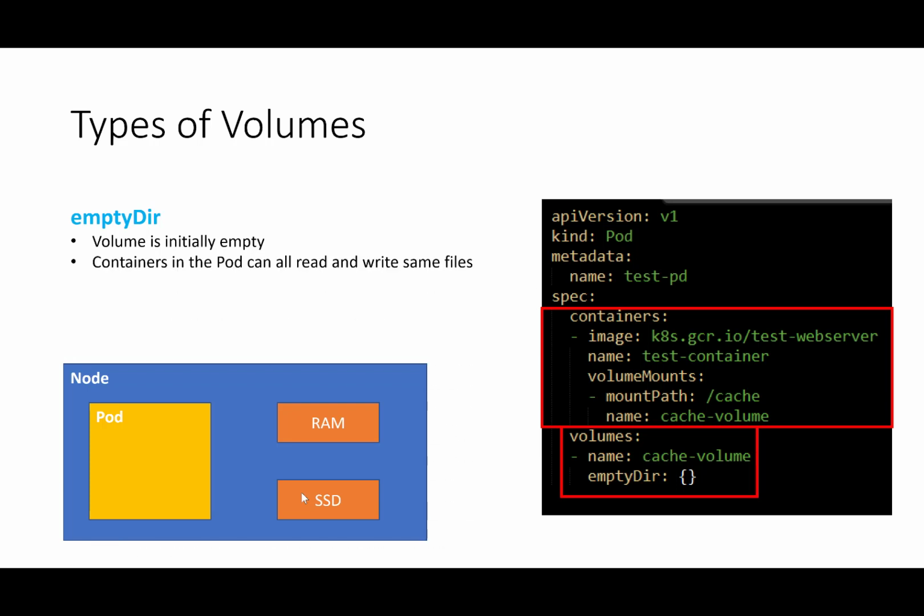So the advantage is containers in the pod can all read and write the same files. So if you had two containers running inside the pod, now these two containers can share the same volume. So if the volume is in RAM, these two containers can share the same files. Now there is a disadvantage with this route. If the pod is removed from the node, for some reason the pod crashes, and then the Kubernetes controller decides to run this pod in a different node altogether, then the data is lost.